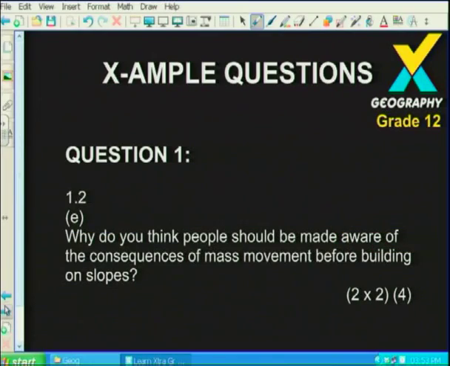Okay, our 5th question. Why do you think people should be made aware of the consequences of mass movement before building on our slopes? Go back to your mark allocation. They would like to know 2 points as to why it's important for people to be aware that mass movement can occur on the slopes.